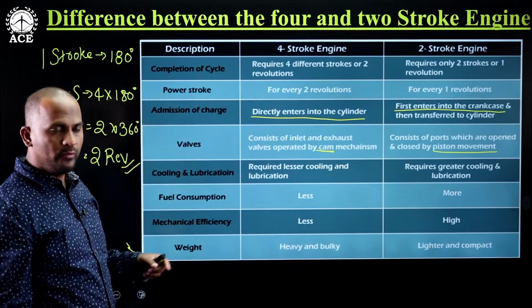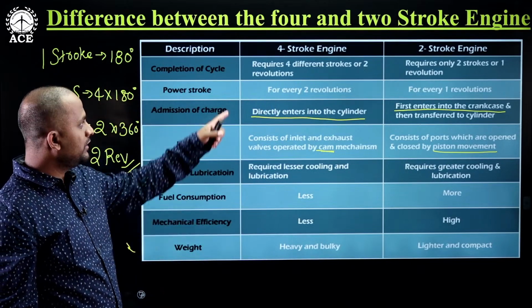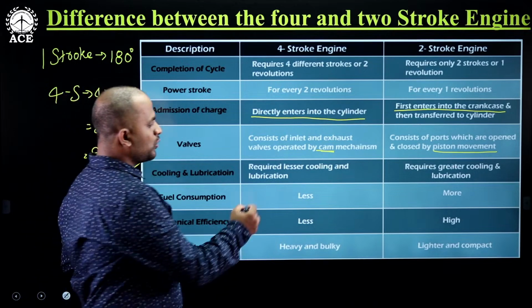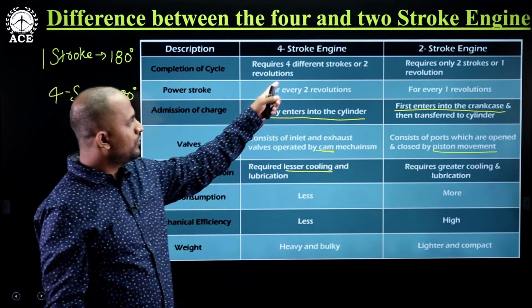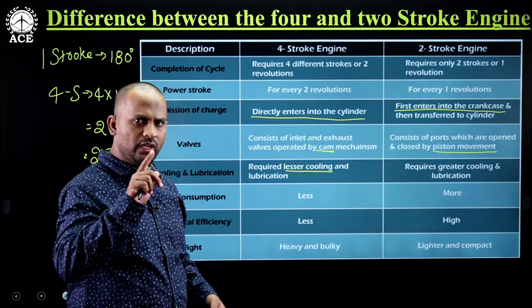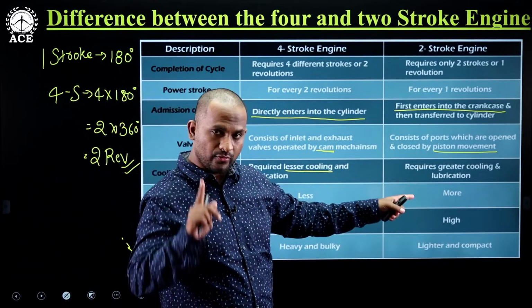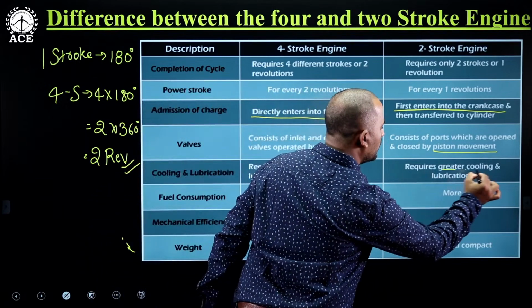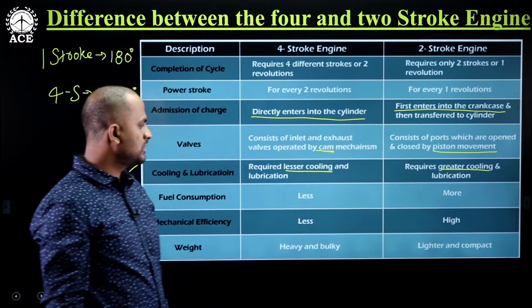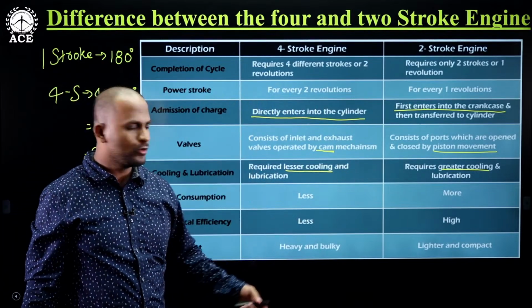Now next one is with respect to cooling and lubrication. In the 4-stroke engine, it requires lesser cooling and lubrication, because for every 2 revolutions we are getting only 1 power stroke, whereas here for every 1 revolution we are getting 1 power stroke. That means we require a greater cooling and lubrication in the case of 2-stroke engines, whereas lesser cooling in the case of 4-stroke engines.